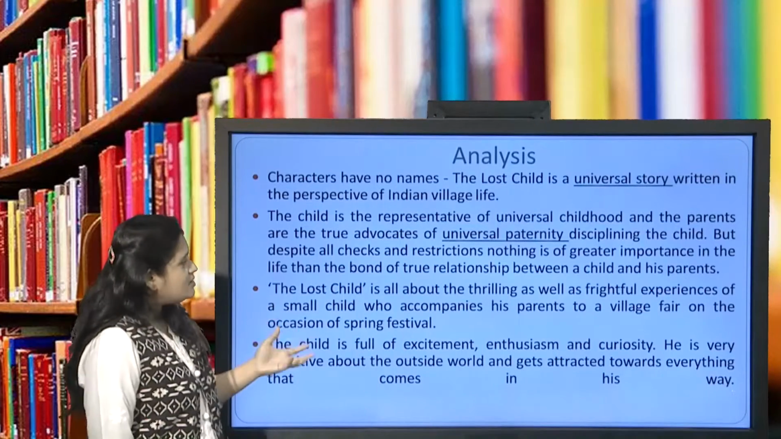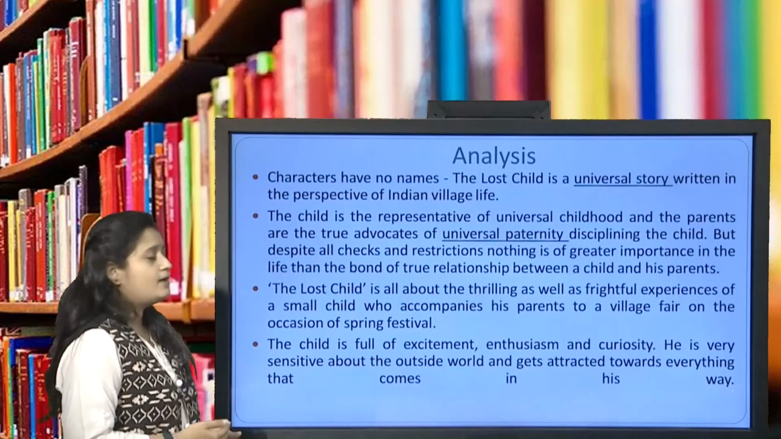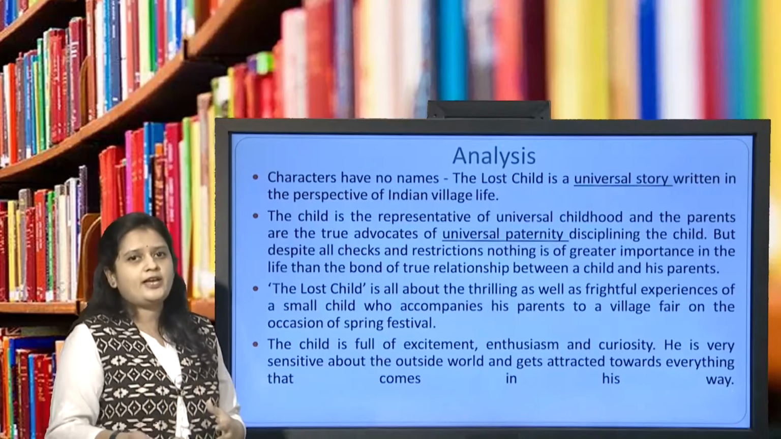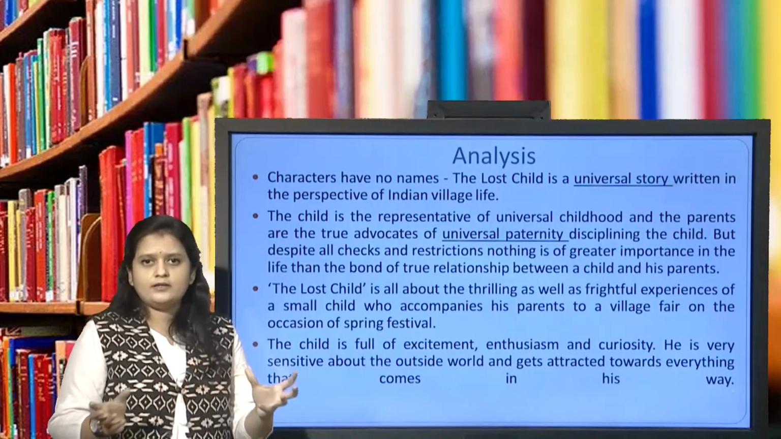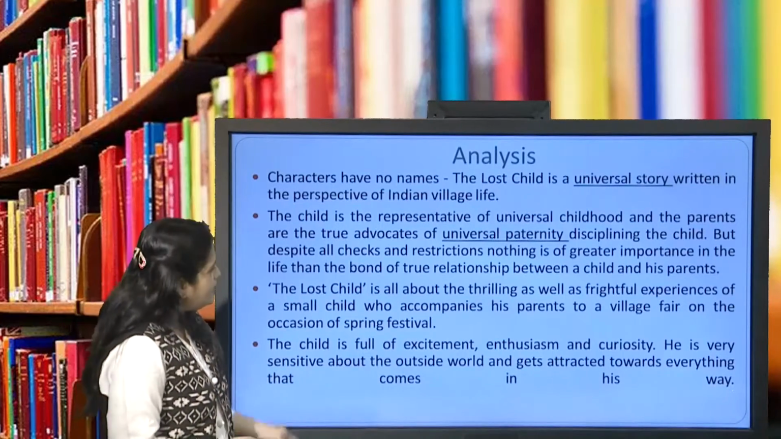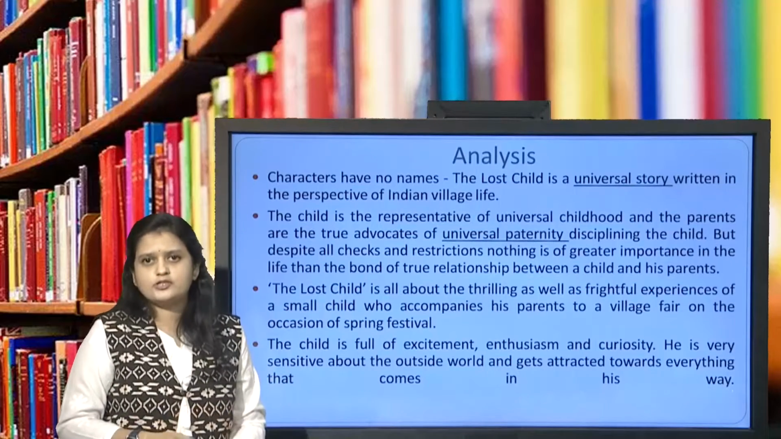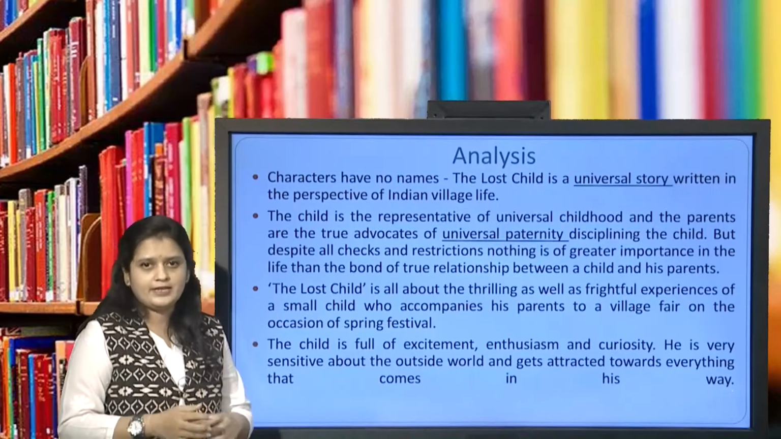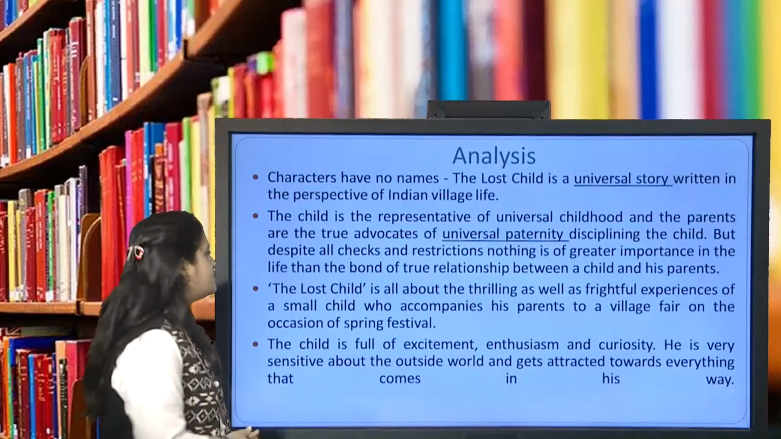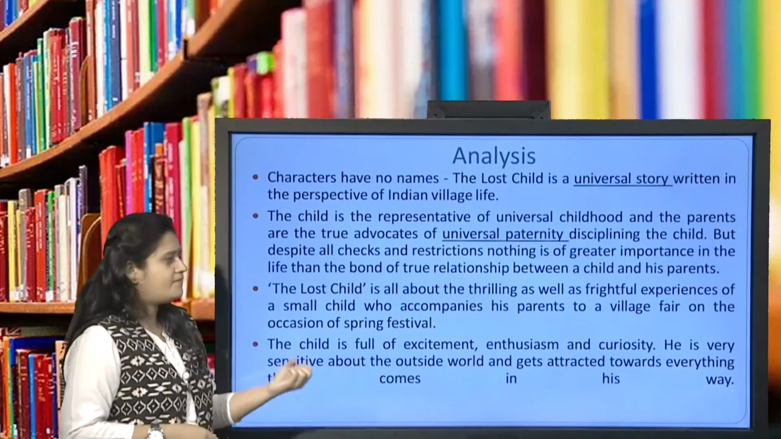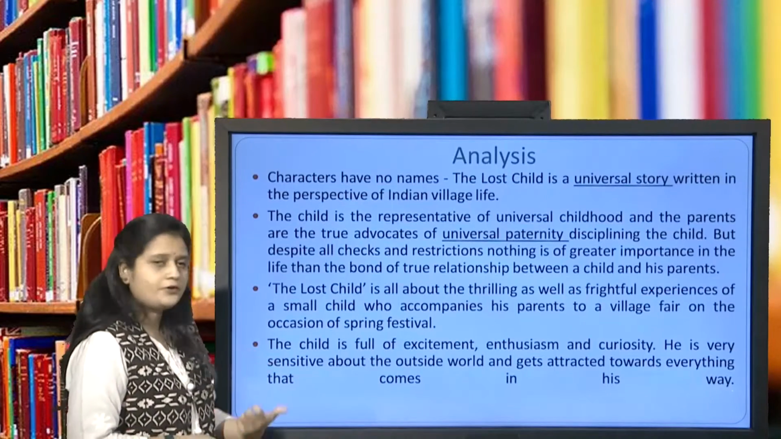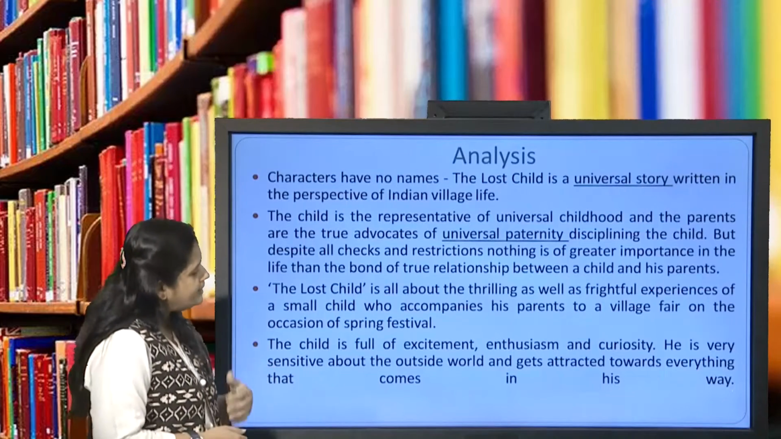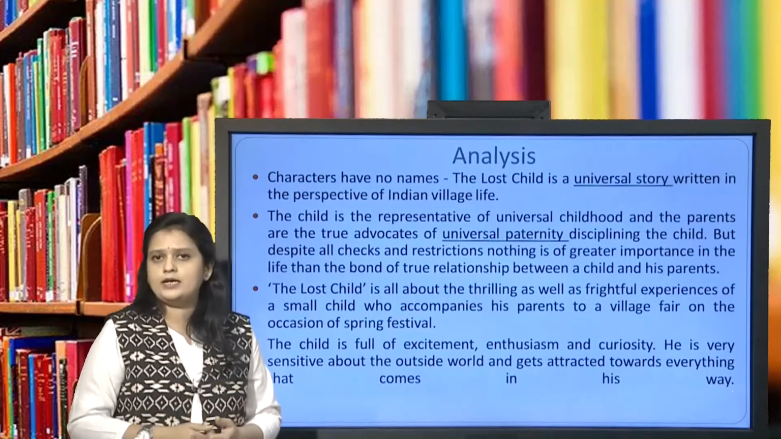Okay. The Lost Child is all about thrilling as well as frightful experiences. So the story begins with a thrill that the child is experiencing by watching all the varieties in a fair, and then it turns into a frightful experience of crying and weeping and of agony, of pain, of getting separated from his parents. The child is full of excitement, enthusiasm and curiosity at first. He is very sensitive about the outside world and gets attracted towards everything that comes in his way.